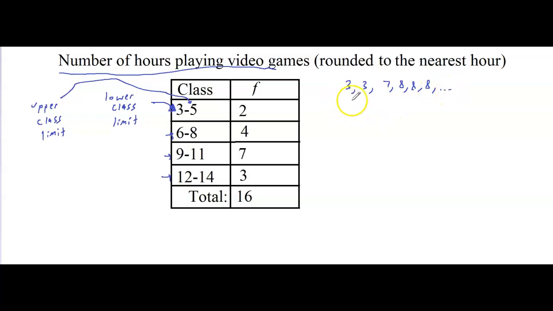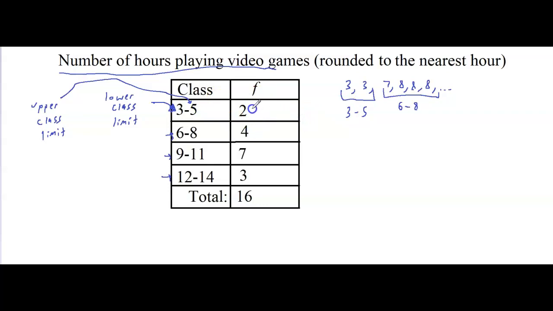And we could say, okay, well, how many people are from the 3 to 5 class? These 2 people spent 3 hours, they're in that 3 to 5 class. Then how many people are from the 6 to 8 class? Well, all these people, right, are from 6 to 8. Notice none of them played video games for 6 hours. Here, no one played for 4 hours or 5 hours. And this doesn't tell you that.